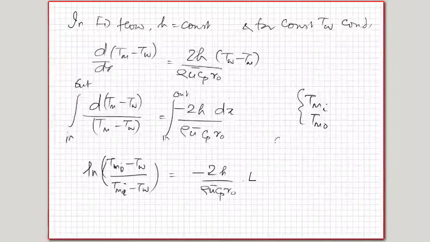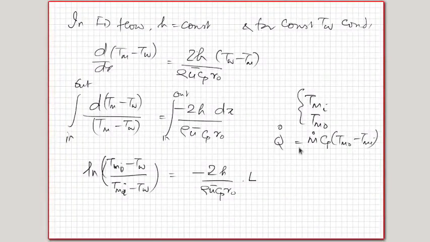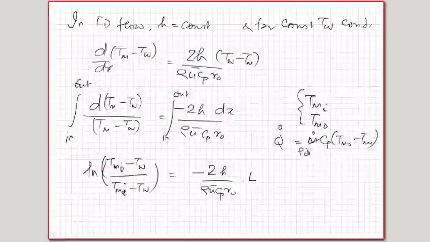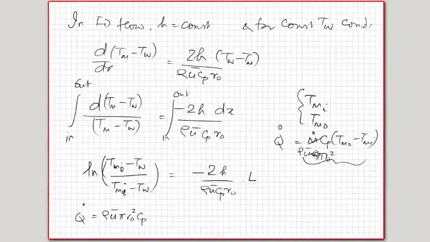And we also know that the total heat transfer Q dot is going to be equal to m dot Cp into Tmo minus Tmi. This is the total heat transfer that has happened through this pipe. And this m dot, I can write it as rho u bar into pi r square. Okay. So if I write Q dot is equal to rho u bar into pi r naught square into Cp multiplied by Tmo minus Tmi.